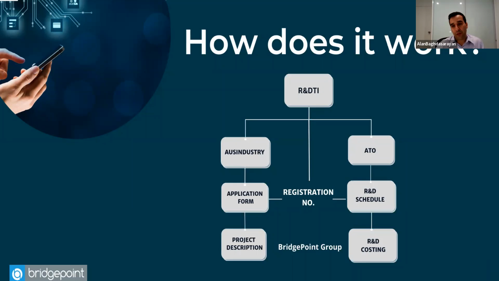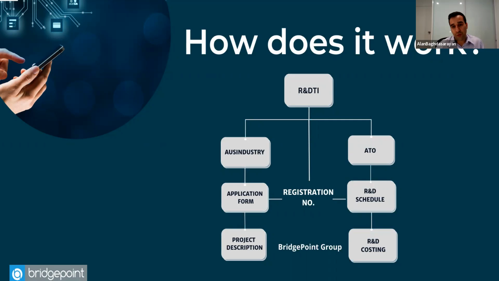To answer a couple of questions we got beforehand in the lead up to this, we got a question about the application form: how long does it take to process a registration number? The service standard is generally 10 business days. So once you lodge an application form, you get a registration number back normally within 10 days.